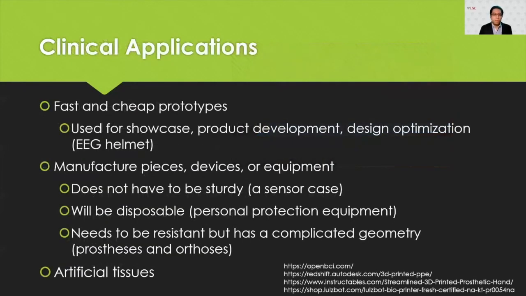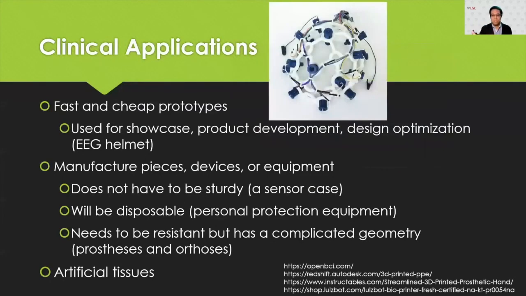So, some of the clinical applications include whenever we need to do fast and cheap prototypes, like having something for a showcase or doing product development, or to design and optimize something that we would like to produce, like this EEG helmet. That's something where we can use 3D printing.